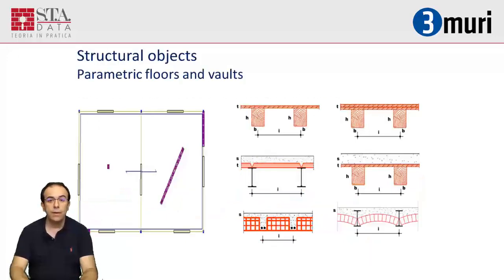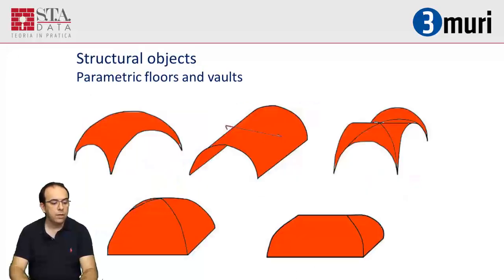Into Tremuri are available a library of vaults and floors, and in this way you can easily model this kind of elements. These are the vaults that are available into Tremuri. And even if the majority of the floors can be modeled with this library, into Tremuri it's always possible to define directly all the parameters of a floor in order to create your own definition and the real stiffness of the real floor you have in the structure.